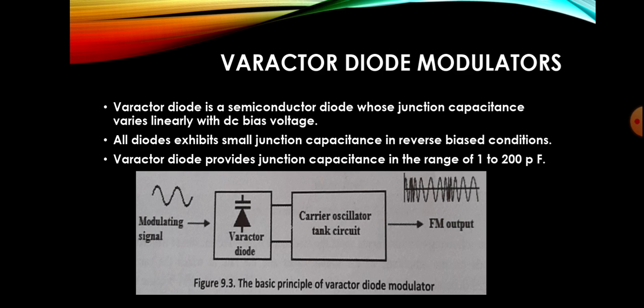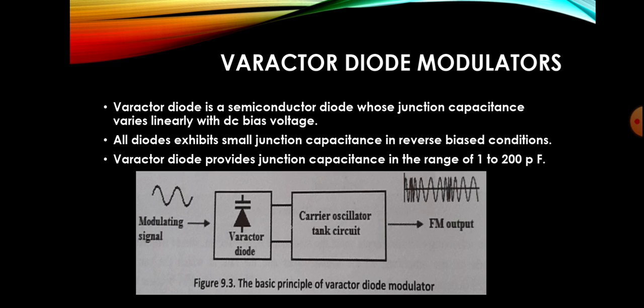Next, this is the working of the direct FM generator method. Next, in the direct FM generator, we are going to discuss the first method, that is the Varactor diode modulator. And this Varactor diode modulator also produces FM signals. Let us see. You know that a Varactor diode is a type of diode which will be working in the reverse bias condition. Okay, let us see.